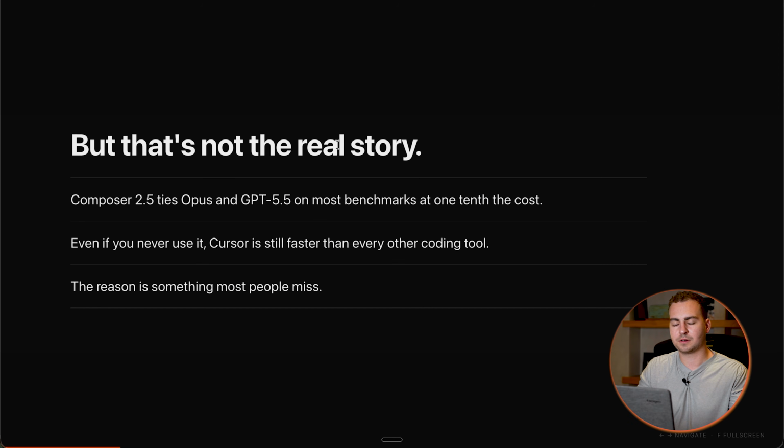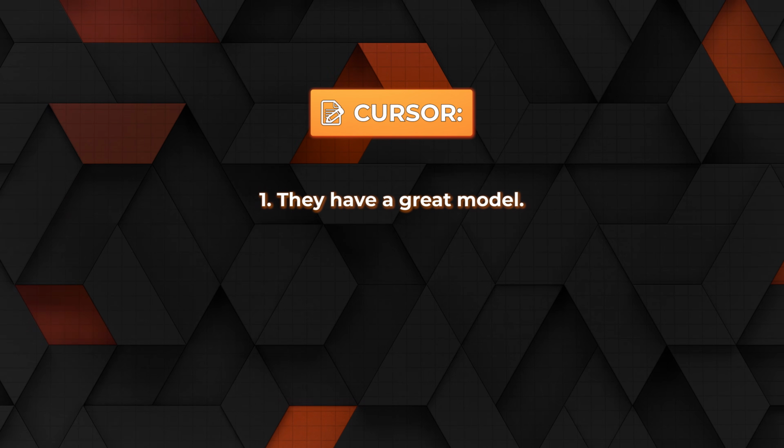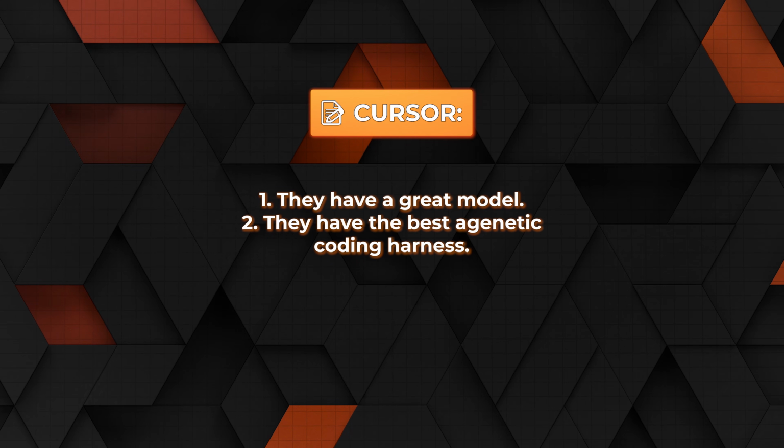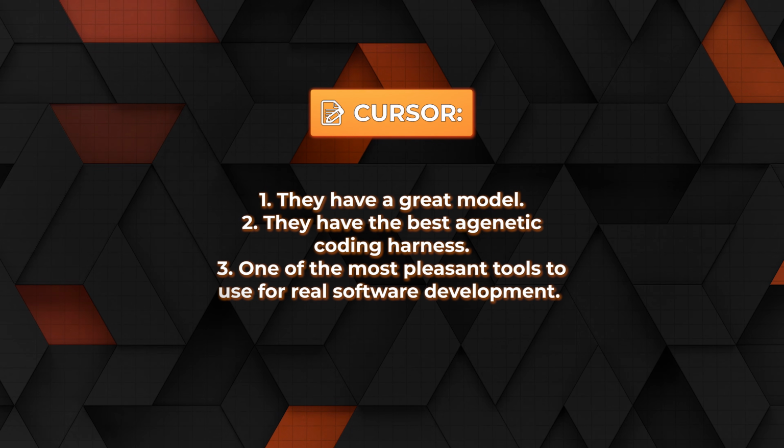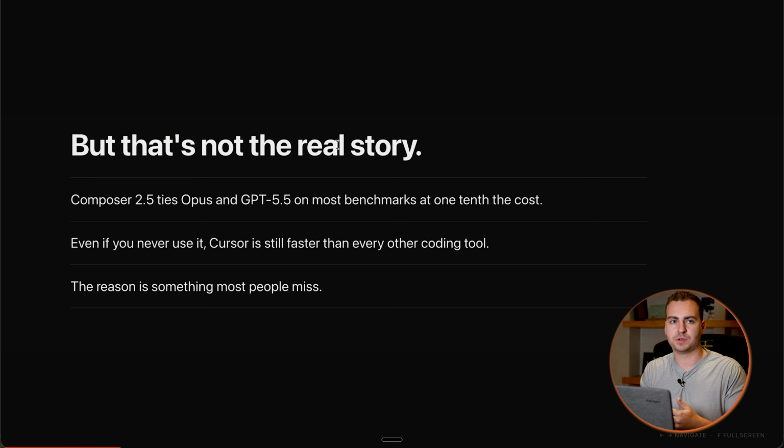Okay, so let's go through this here. Cursor is just winning on every front right now. They have a great model, they have the best agentic coding harness, which I wanna talk about later, and they're just one of the most pleasant tools to use for real software development. Even if you want to use Opus, you want to use GPT 5.5, you will get a better result using it inside of Cursor because of the harness that Cursor has developed.